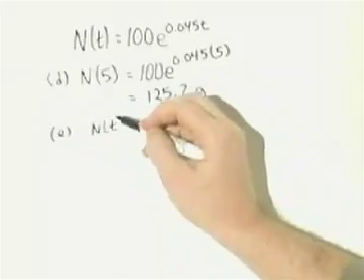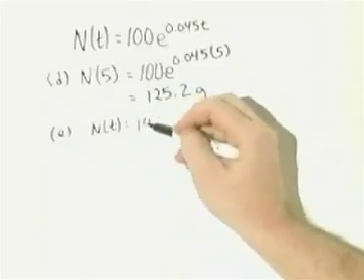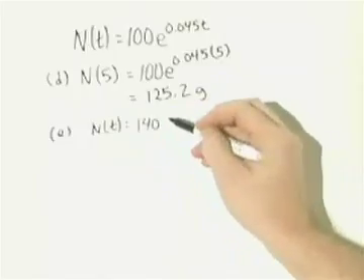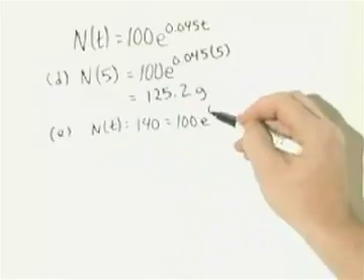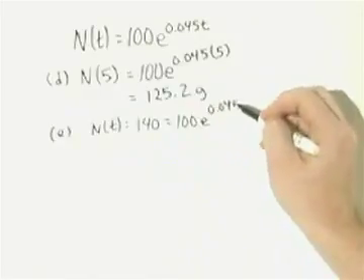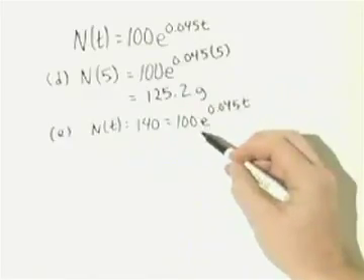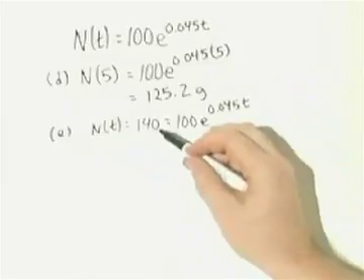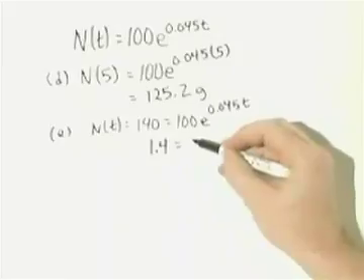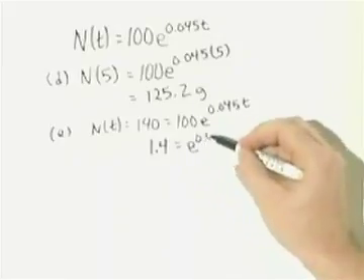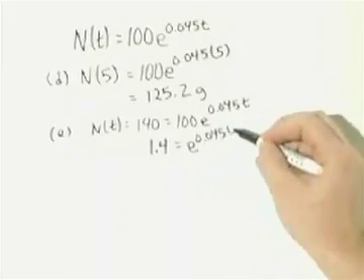Next, we want to know how long it will take before the population reaches 140 grams. That is, we're solving n of t equals 140. Well, n of t is given as 100 e to the 0.045 t power. What I'll do first is divide both sides of the equation by 100. That gives me 1.4 equals e to the 0.045 t.